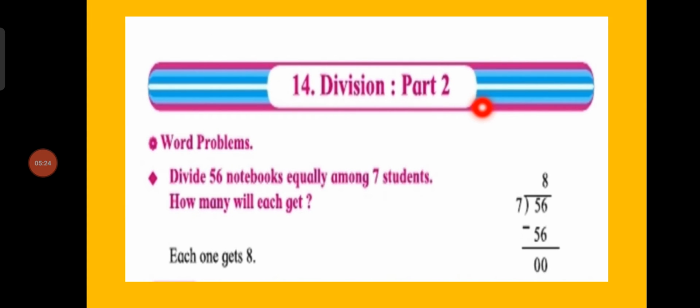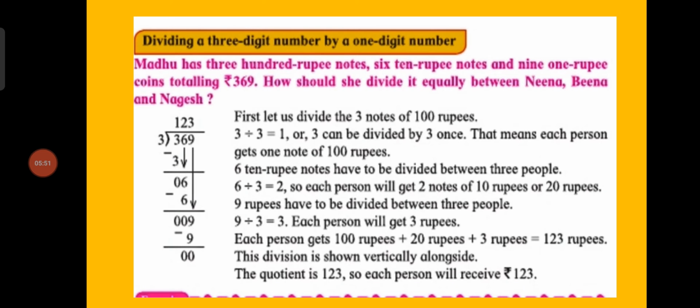Division part 2, revision of division topic, word problems. Divide 56 notebooks equally among 7 students. How many will each get? So here 56 divided by 7. 7 8s are 56. So each child gets 8 notebooks.